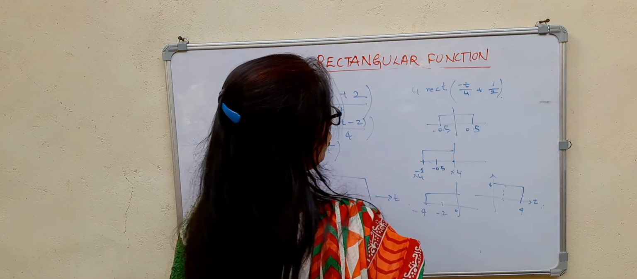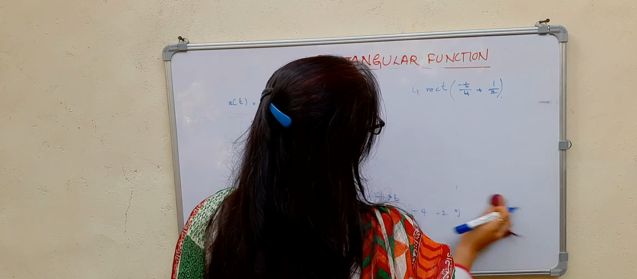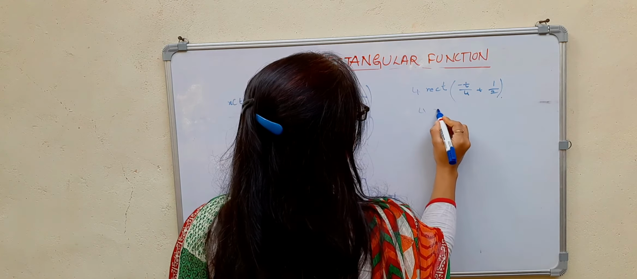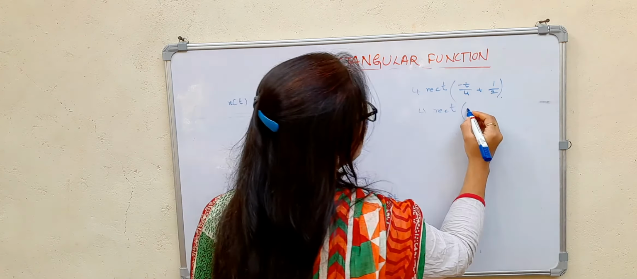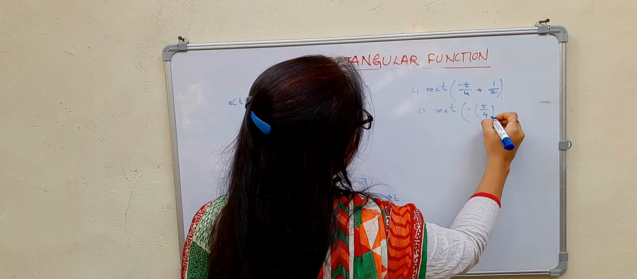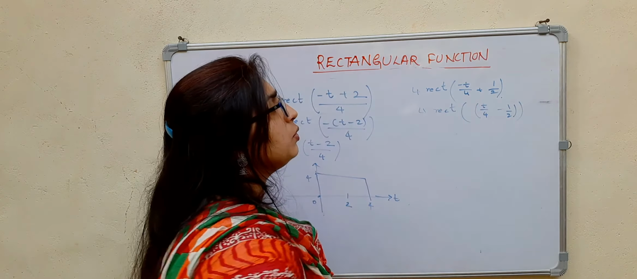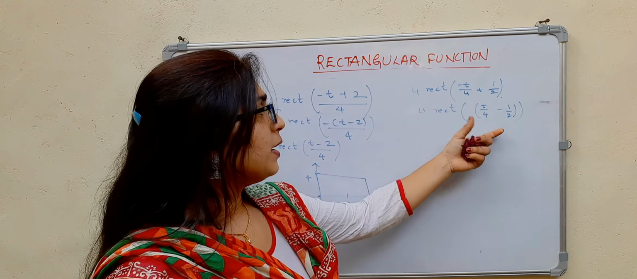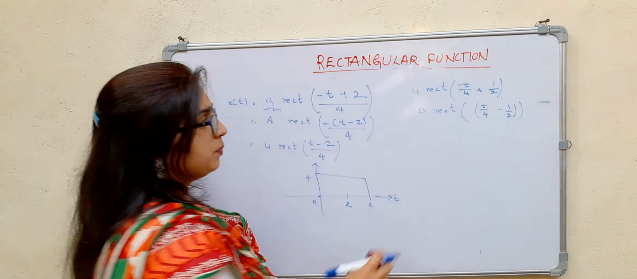Or you can also consider rectangular of minus t as rectangular of t. So I will simplify that part, to make it easier to understand. I will consider this now, that is t by 4 minus 1 by 2. This is equal to rectangular of this one. So by doing this also you can obtain the same function.